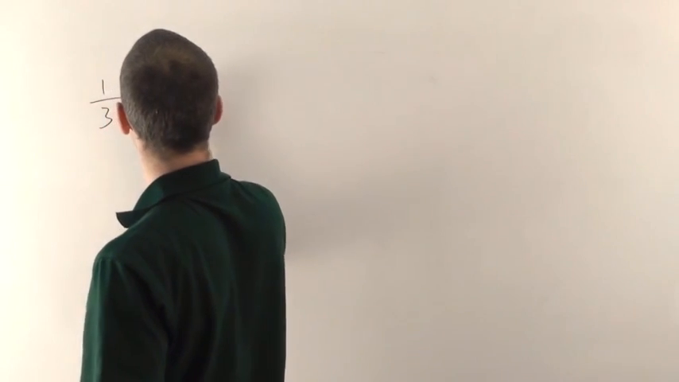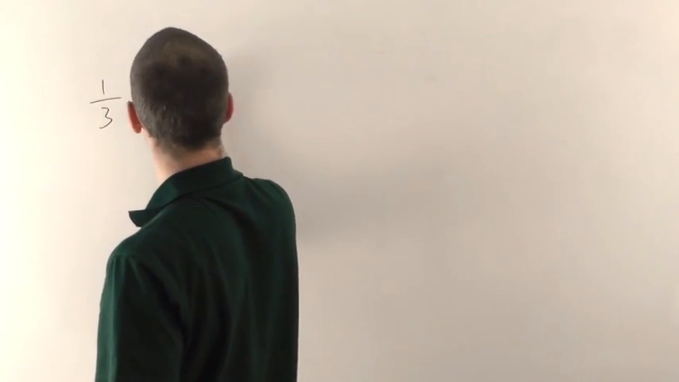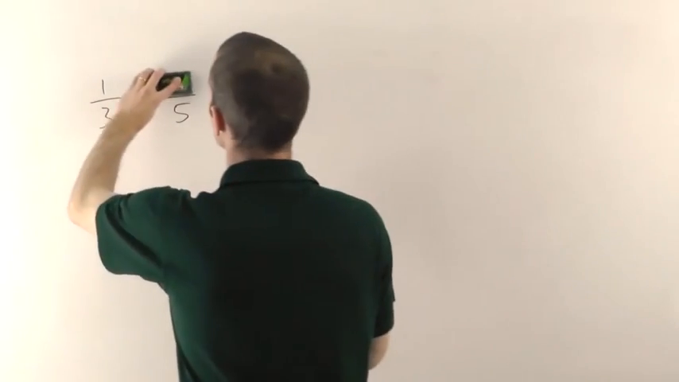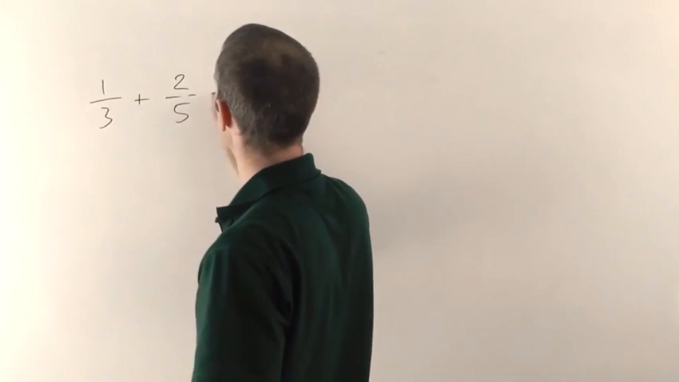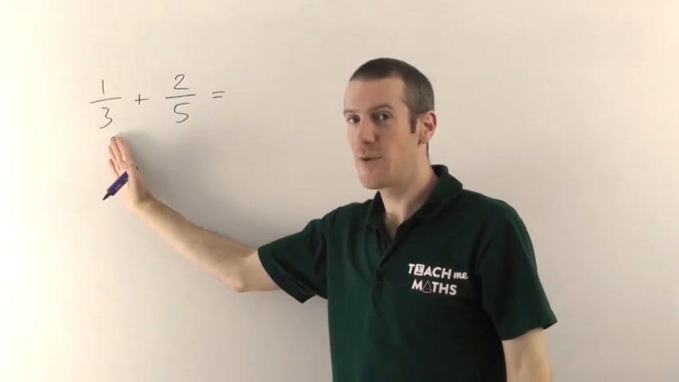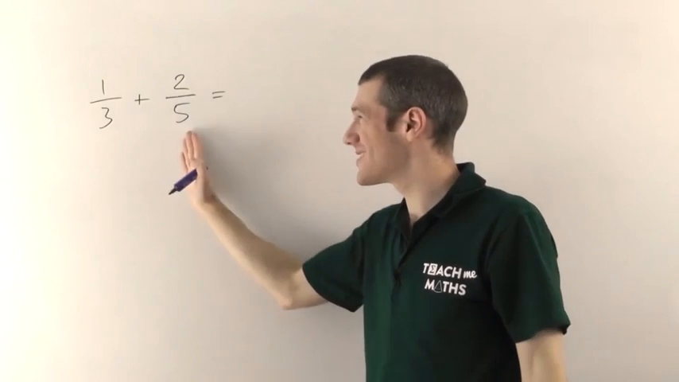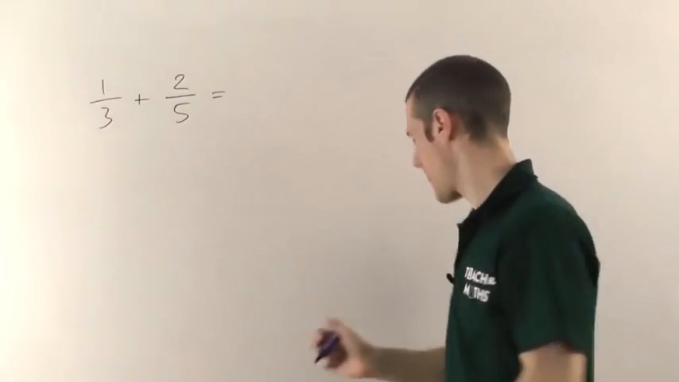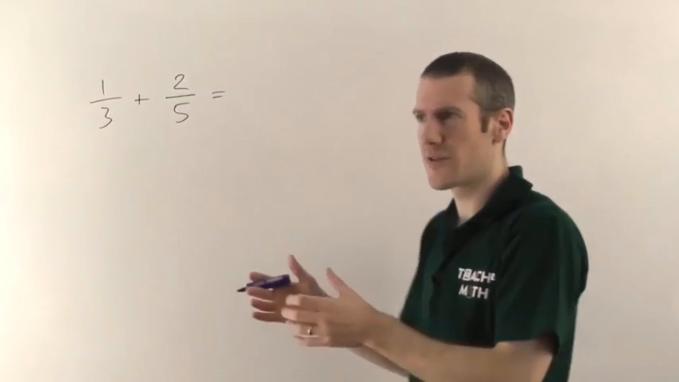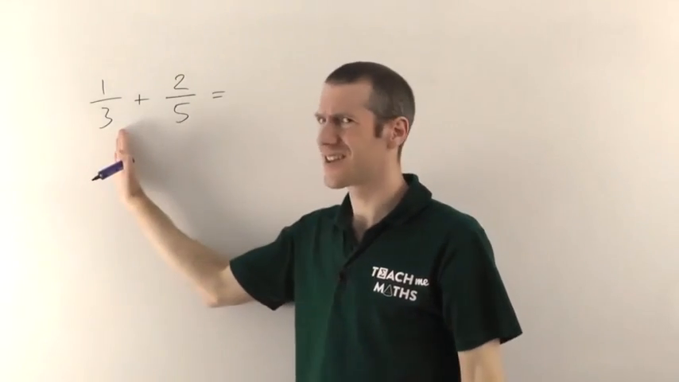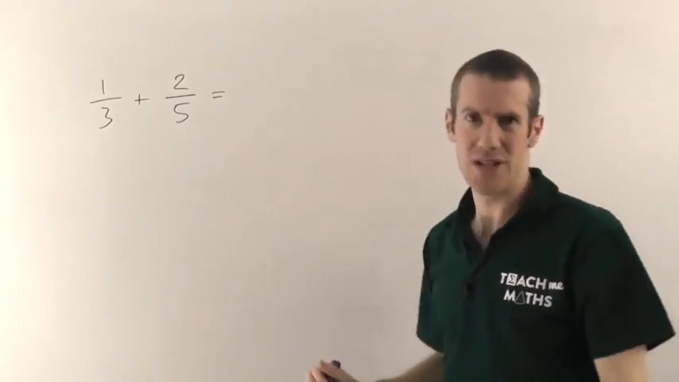If we have a third plus, let's have 2/5. Let me rub that out. A third plus 2/5. So it'd be nice if we could just do like we did with a half and change the thirds into fifths, but you're not going to be able to rewrite thirds as fifths. With the half and the quarter, quarters obviously went into half. You could fit 2 quarters into a half. You can't fit fifths into thirds though, so what do we do?